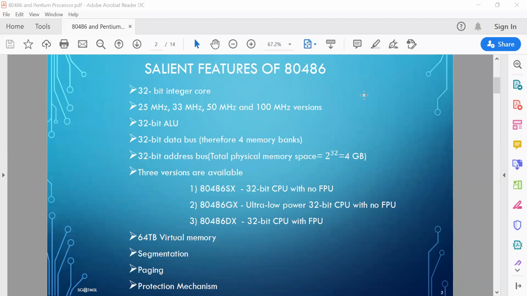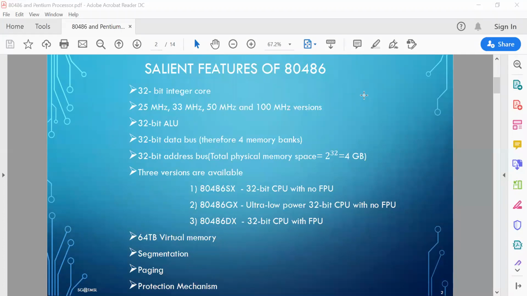Several versions are available according to the operating frequency. The lowest frequency for the 80486 is 25 megahertz and the maximum is 100 megahertz. 25, 33, 50 and 100 megahertz versions are available in the market. It has a 32-bit ALU, arithmetic and logic unit. Another feature is that it has a 32-bit data bus.